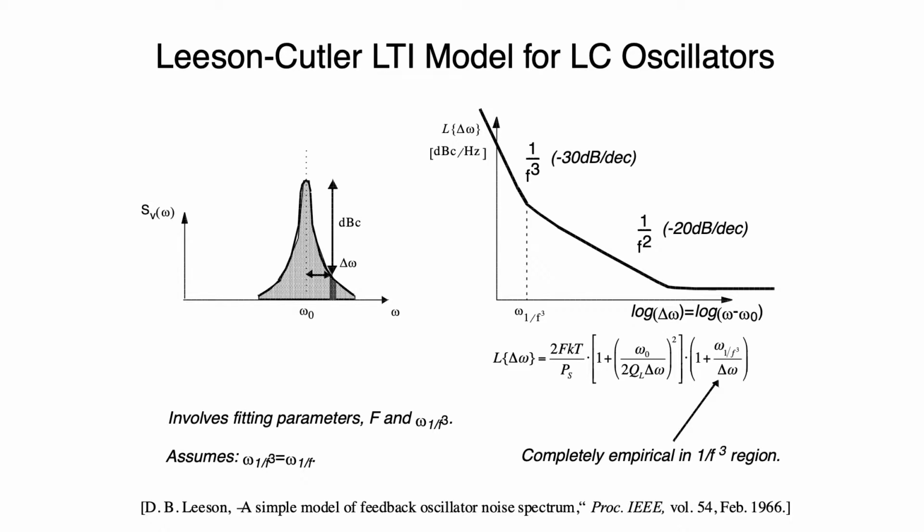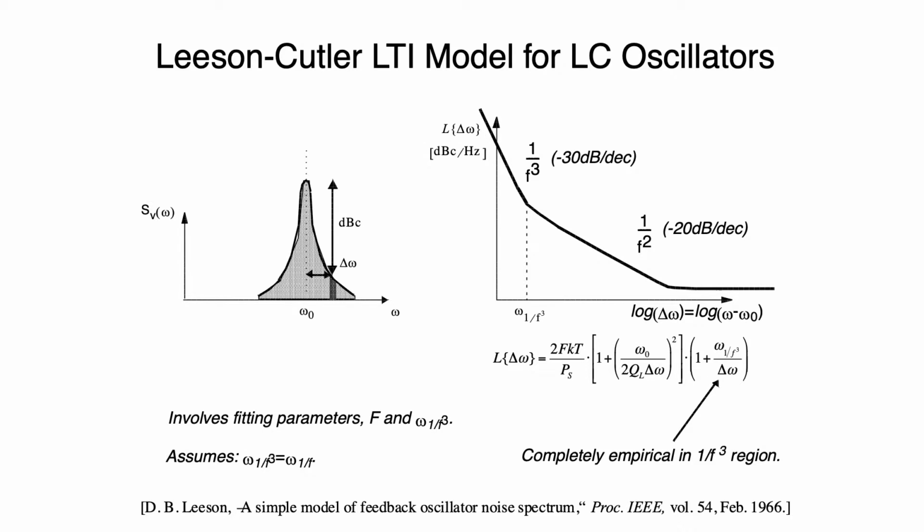What it says is that the phase noise, shown as L of delta omega, can be described with the following expression. You have kT, the Boltzmann constant times temperature, divided by the oscillator power, the power circulating inside the oscillator, times F, which is essentially a fitting parameter we call the noise factor. It's a fudge factor. Then 1 plus omega 0 over delta omega, where delta omega is the offset frequency and omega 0 is the center frequency, all to the power of 2 over 2 QL, where QL is the loaded Q, the quality factor of the resonator.